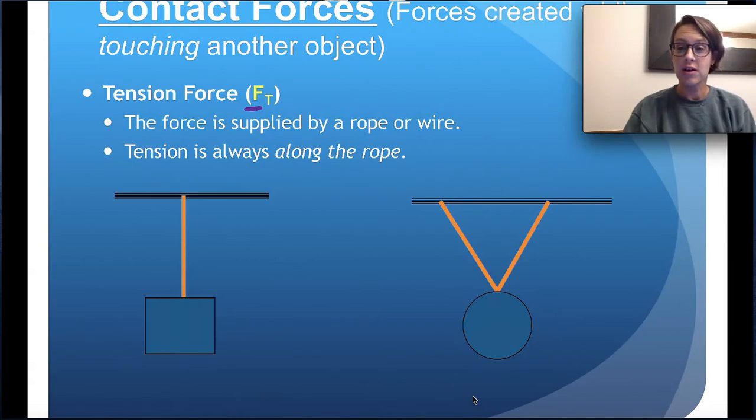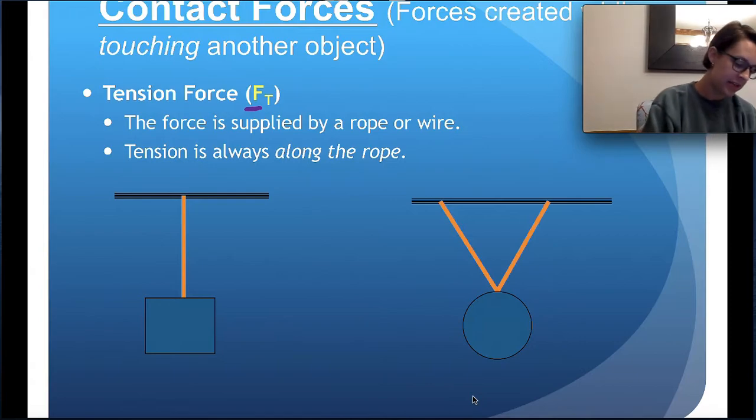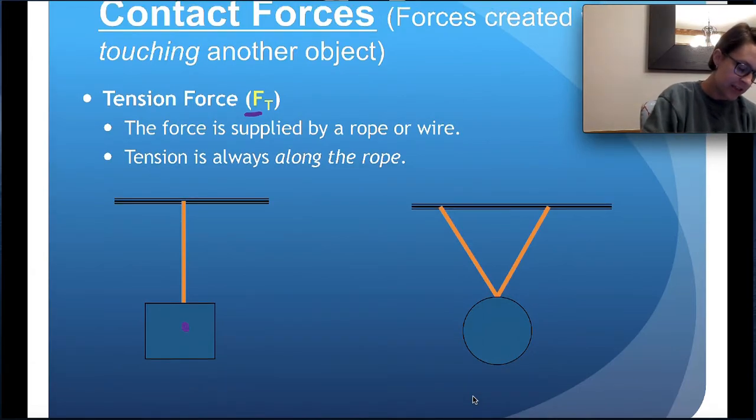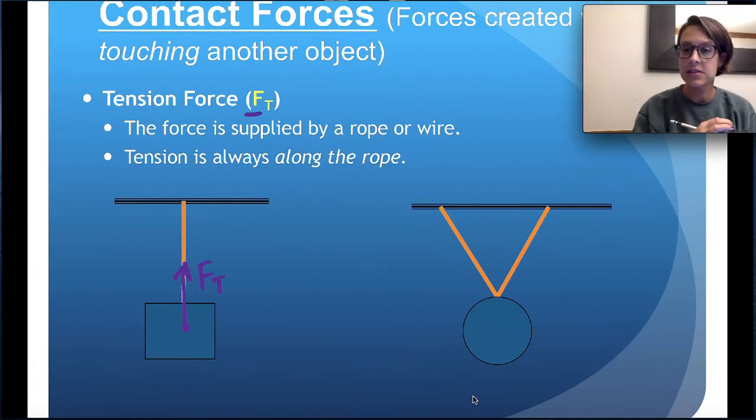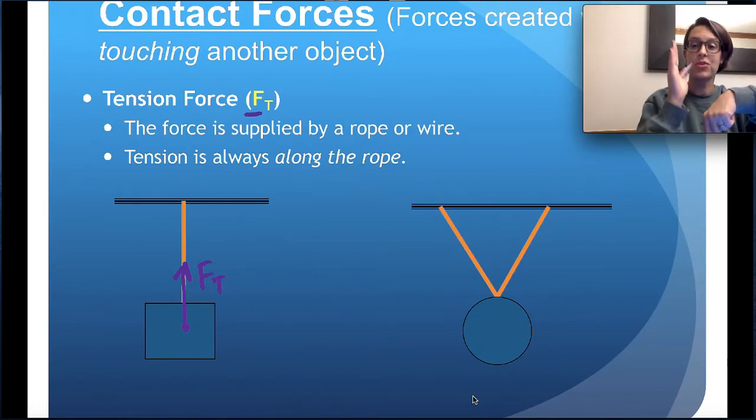Okay, so when we're drawing our vectors, we draw it along whatever's causing the pull, and we also draw in the direction of the pull. So if I have this box hanging from the ceiling, the tension is going up, right, along that rope. Even if the box is not moving up, the tension has to balance the downward force of gravity, and so tension is pulling up even if the box is at rest.